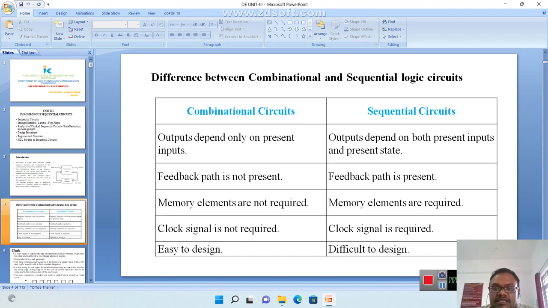The feedback path is present, so unless it is there the circuit is not working. The memory elements are required to serve the purpose of storage, and the clock signal is required. That is why it is very difficult to design. This is a very important question, a repeated 2 mark question: the difference between combinational circuits and sequential logic circuits. Okay, thank you students.